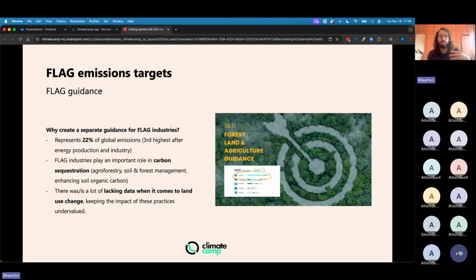But also because of its impact on carbon sequestration. So if you, depending on deforestation, depending on how you use the land, not only do you create emissions by doing so, but you reduce the capacity of the earth to absorb carbon as well. So it creates an added effect. That is why they also created a separate guidance. And there was or is a lot of lacking data when it comes to land use change. So keeping the impact of these practices undervalued. That is why they created the flag guidance.